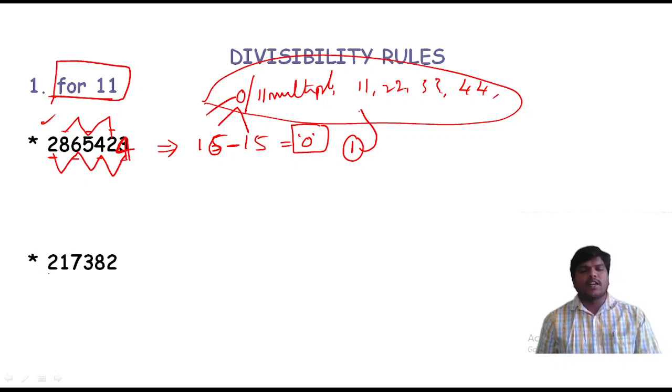Okay, then check another one. 2 7 8 and 1 3 2. Take the difference. Odd place numbers: 2 plus 7 is 9, 9 plus 8 is 17. Then 1 plus 3 is 4, 4 plus 2 is 6.